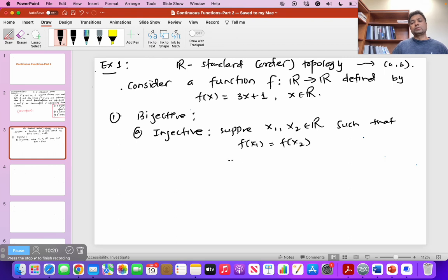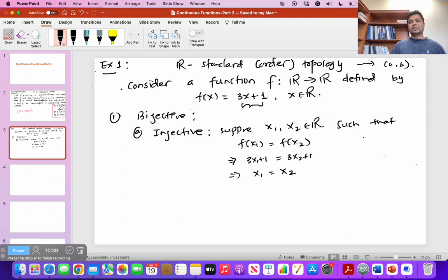And to show that it is easy, you just use the definition of f of x1. F of x1 is 3x1 plus 1, so I'm just using this definition. And f of x2 is 3x2 plus 1. Just simplify, and you're going to get x1 equal to x2.